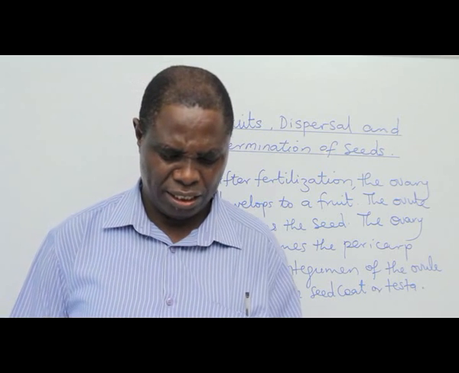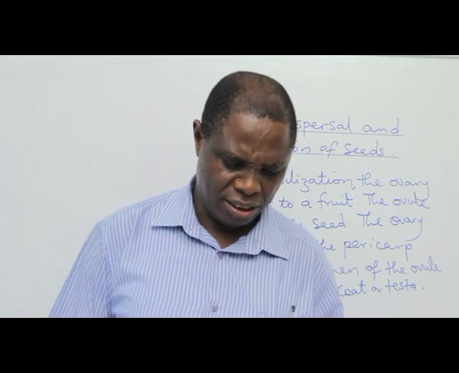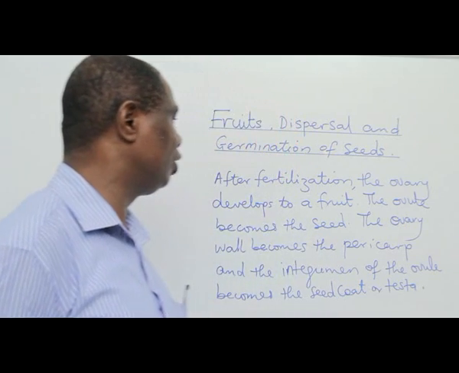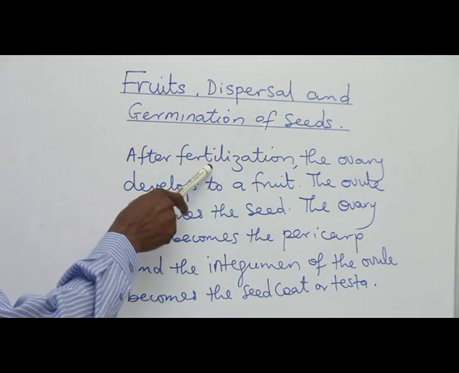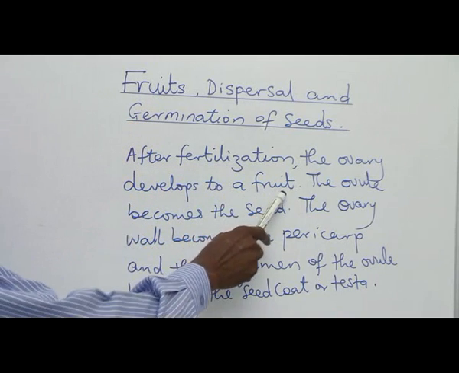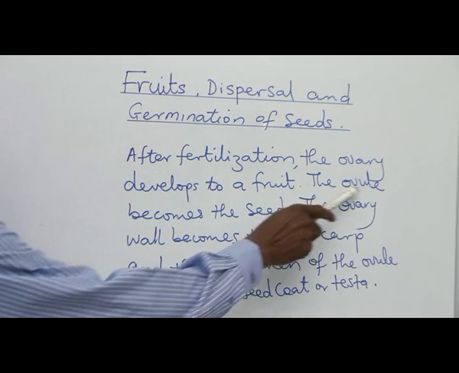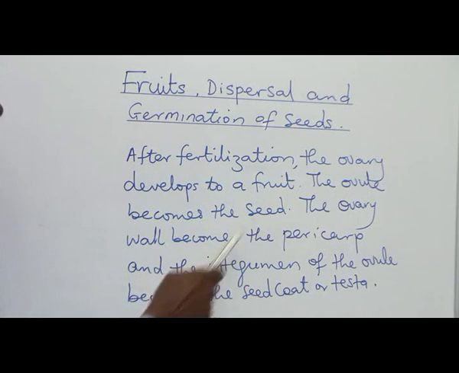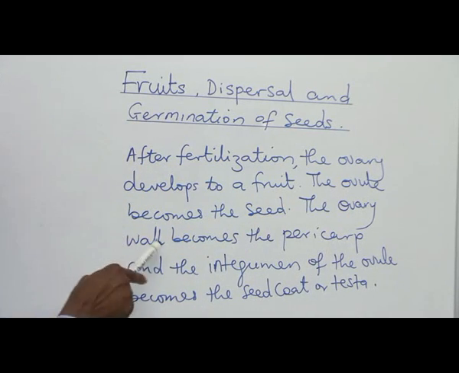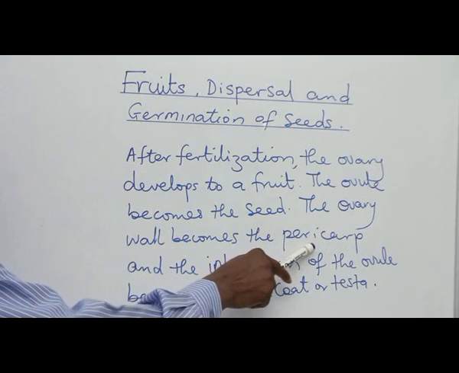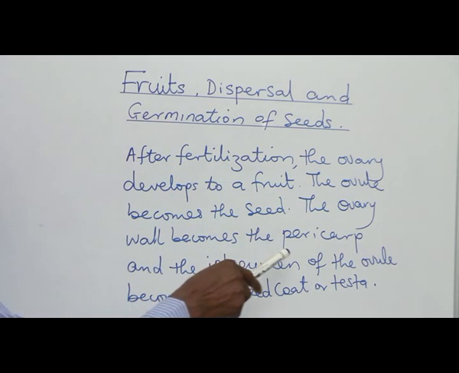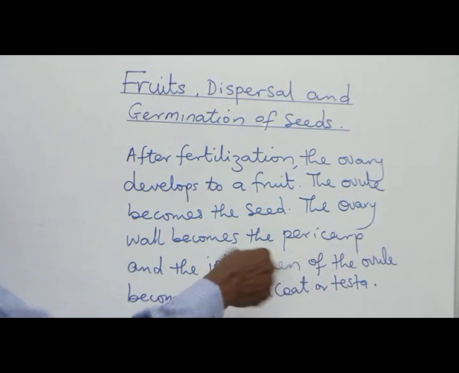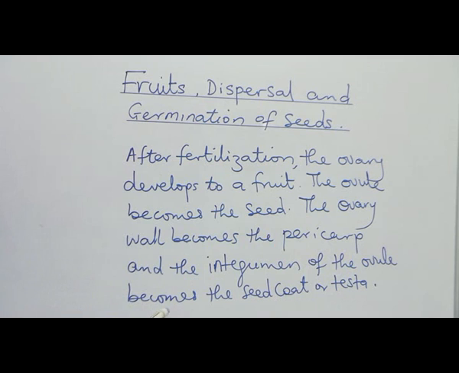And so, let's look at the definition. How come the fruits? After fertilization, the ovary develops to a fruit. The ovule becomes the seed. The ovary wall becomes the pericarp. And the integument of the ovule, which is like the wall of the ovule, also becomes the seed coat or the testa.